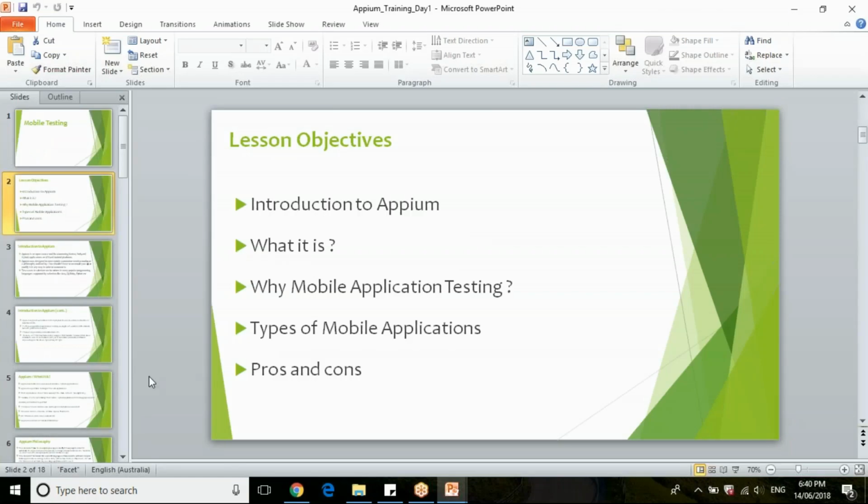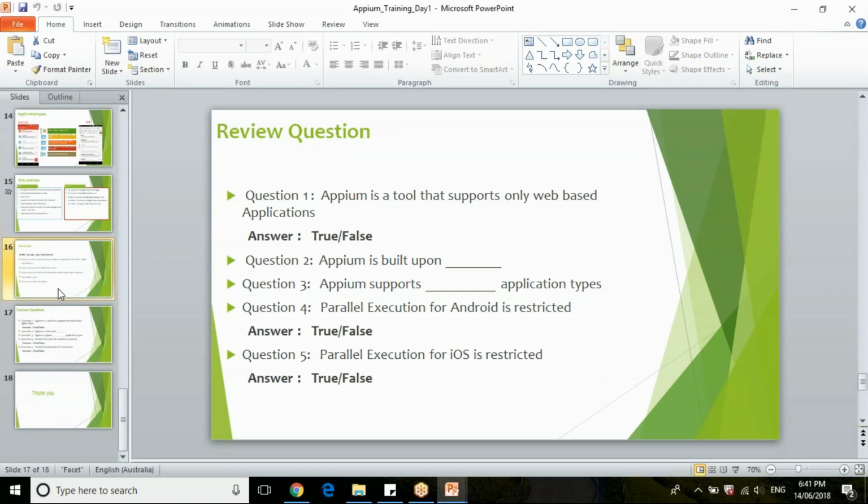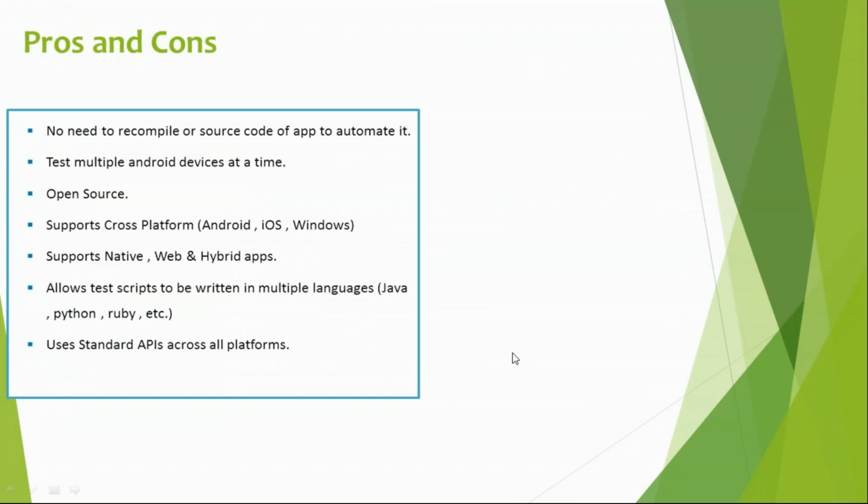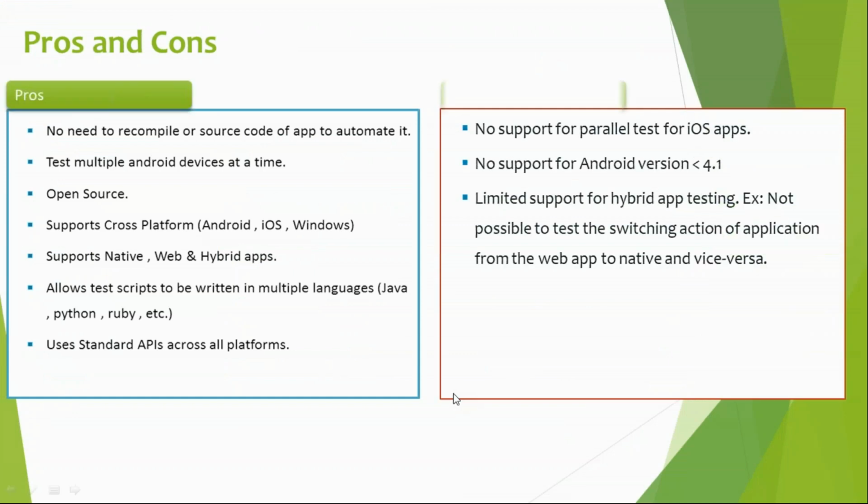So then we know what the advantages and disadvantages of the APM tool are. Like, we no need to recompile the application. Then no source code is required for automation. If you are getting the end APK file, the .apk file, that's more than enough for us to automate. And parallel execution is possible with Android devices, and it's completely open source. These are some of the advantages.